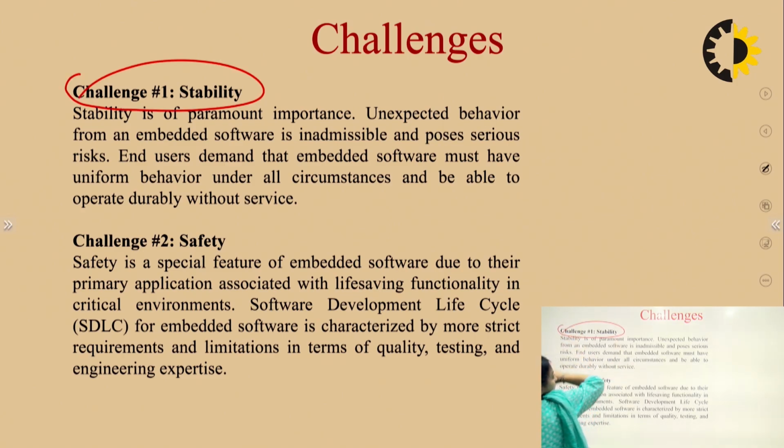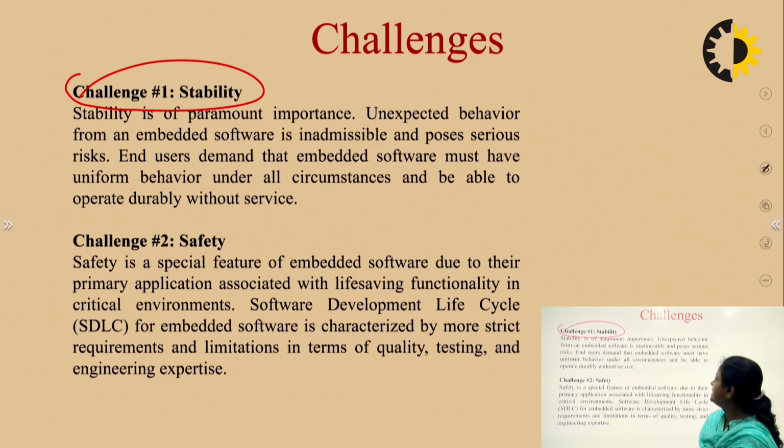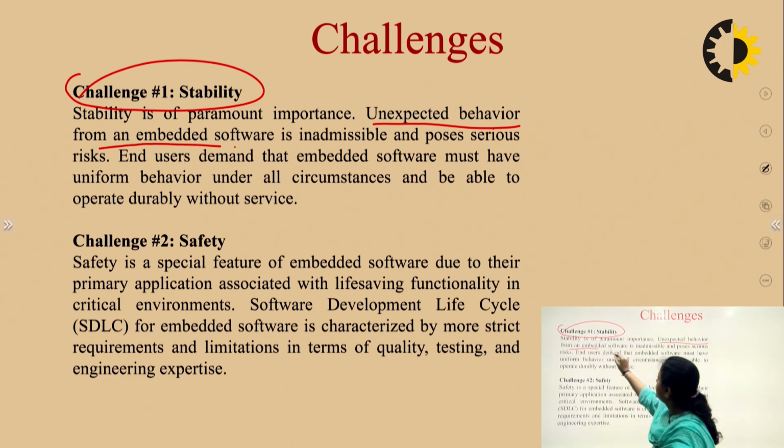What does stability mean? Stability means when we say some product is stable, it shows the same behavior under all circumstances. It is a very important aspect. Unexpected behavior from an embedded software is inadmissible and poses serious risk.